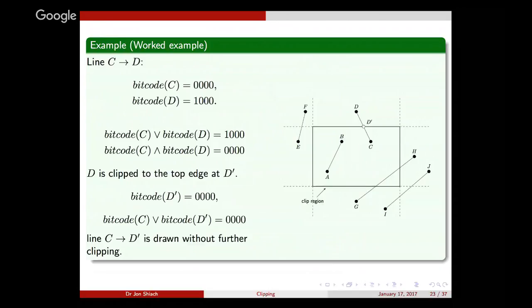How do we know which one to clip? Well, we have a 1 there, so that says, okay, D needs to be clipped to the top edge. There's a 1 there. So we throw that into Cyrus-Beck, which clips it, and then the bit code of our new clipped point D is equal to all the zeros. And we step through the algorithm again. We look at bit code C or bit code D dash, which is the clip point. That is then equal to all the zeros. So then we can draw line C to the clip point D.